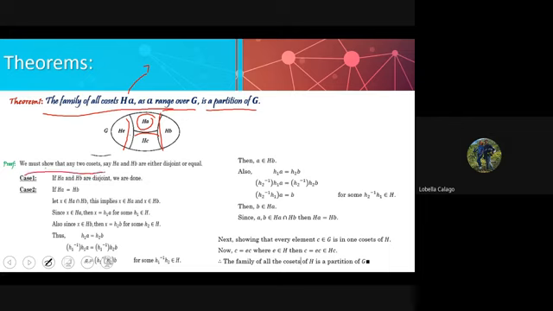We must show that any two cosets, anyone, so we just select say HA and HB, are either disjoint or equal. Disjoint means separate. I already explained disjoint in our permutations, where their cycles stop. Now, equal means all of the elements of HA are in HB, and the elements of HB are also in HA.